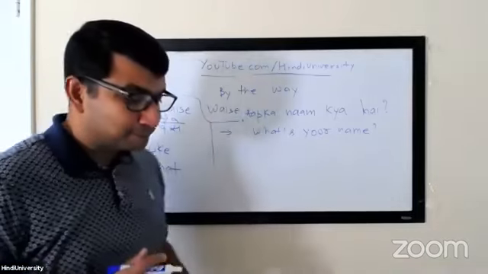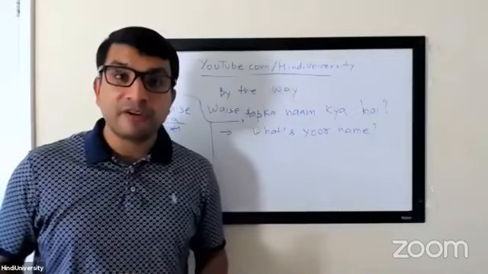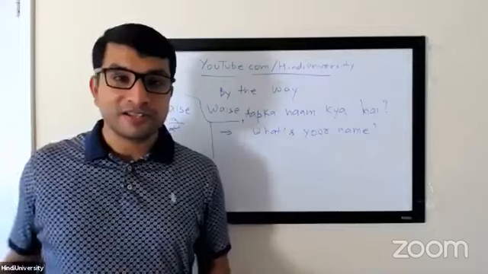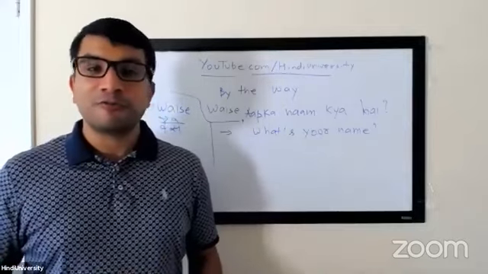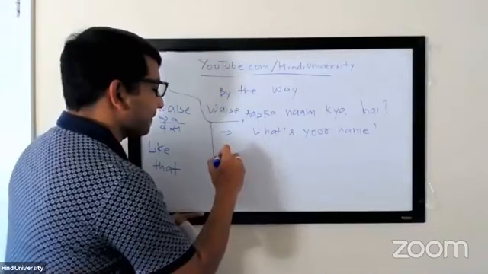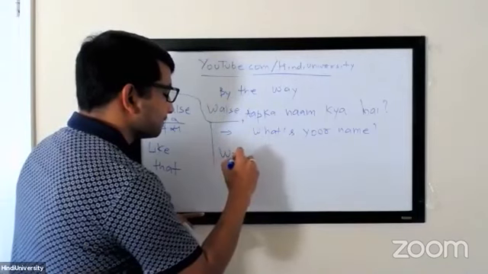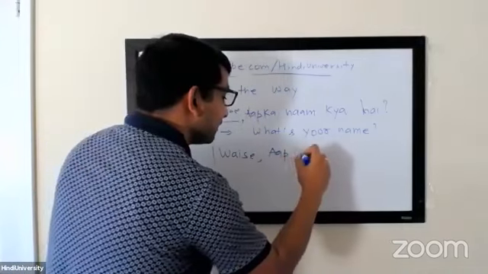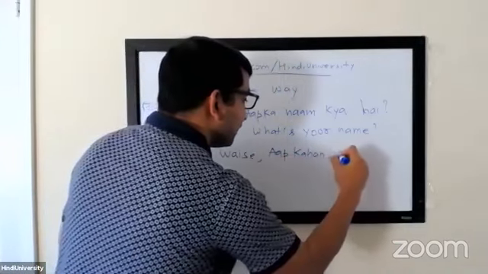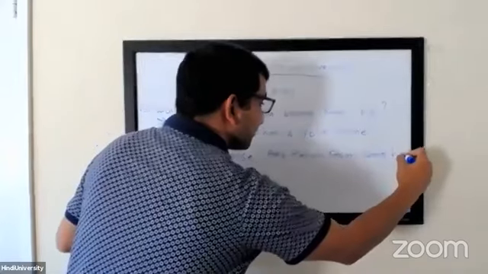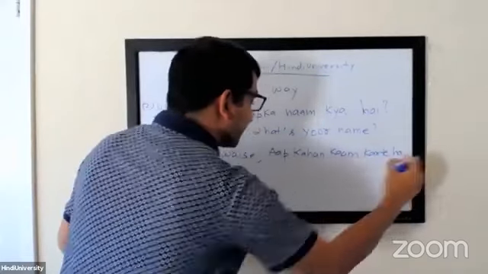Okay. You can also say, by the way, where do you work? Because you end up speaking for 30 minutes and now you're curious, by the way, where do you work? How will you say that? वैसे आप कहाँ काम करते हैं? Okay, वैसे आप कहाँ काम करते हैं?